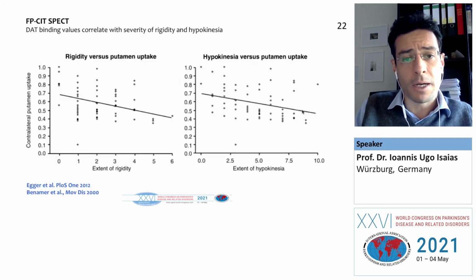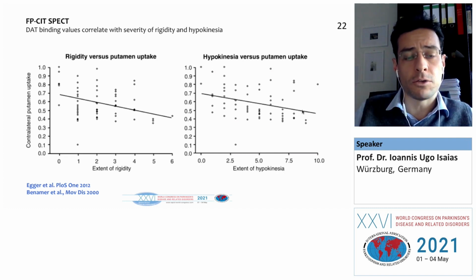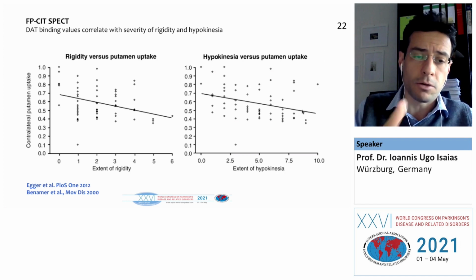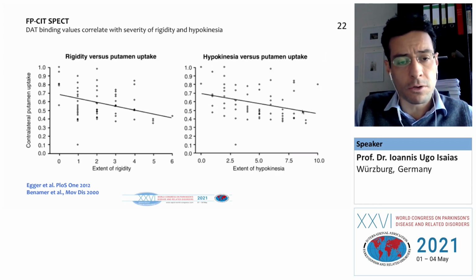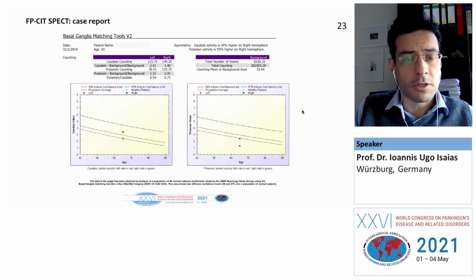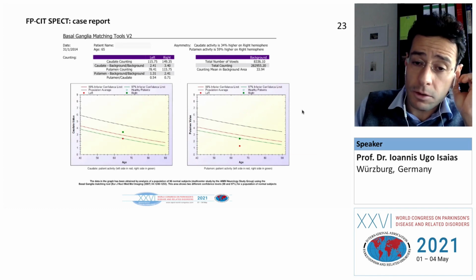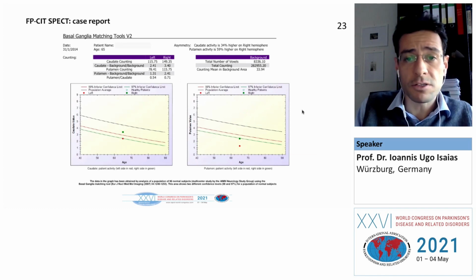The DAT binding measurements correlate well with akinetic-rigid signs in Parkinson's disease. There is also a correspondence between the hemisphere with lower dopamine binding values and the contralateral clinical presentation of the symptoms, so the contralateral side. This is just a snapshot. This is a printout of a case report of one of my patients recently investigated in the clinic.